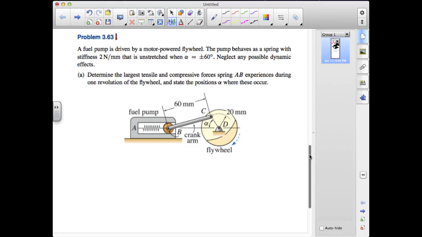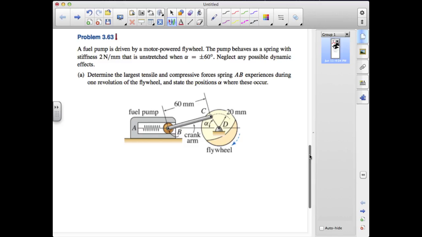The largest tensile and compressive forces occur when the spring experiences its greatest extension and compression. These are going to occur when alpha is equal to 0 degrees for maximum compression and when alpha is equal to 180 degrees for maximum tension. One of the things that makes this problem a little bit difficult is we don't actually have the unstretched length of the spring. We do know something about a state where the spring is unstretched, and we can figure out the distance between B and D under those conditions.